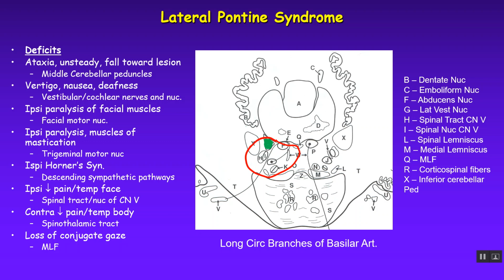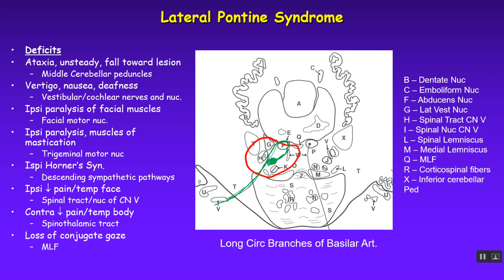You would have possibly ipsilateral paralysis of facial muscles. That's because this region is very close to the facial nerve nucleus. Here's the facial nerve. The facial nerve is kind of a weird nerve, and the nerve actually goes back, and it actually goes around the abducens nucleus and then out. So anywhere in this region, you could impact the facial nerve. And that would be ipsilateral. You're damaging the nucleus or the nerve on that same side.